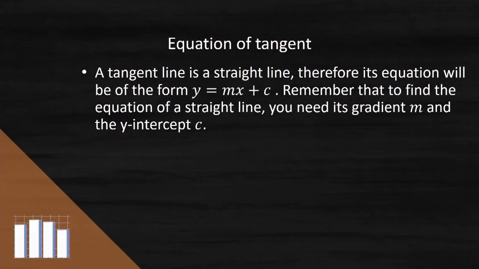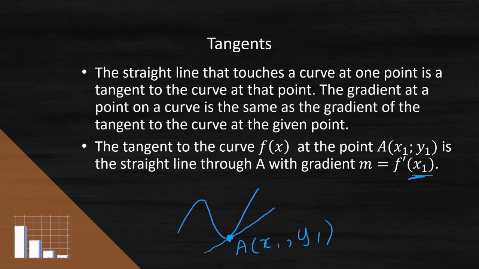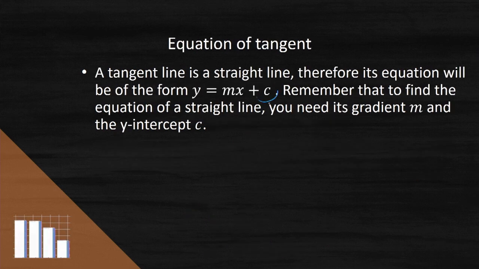Well, we said it's a straight line, so therefore the equation is going to be given by the function y is equal to mx plus c. So we said we know how to find the gradient, we find the derivative at the point, and then what we need is to find the y-intercept to give us the equation of the tangent. How do we find the y-intercept? They will give you another point, or they will give you that point A, where the straight line makes contact with the function, and you can use that point to find the y-intercept c.